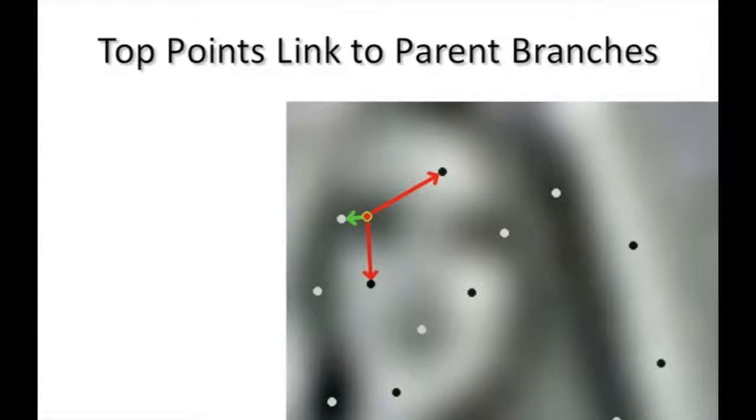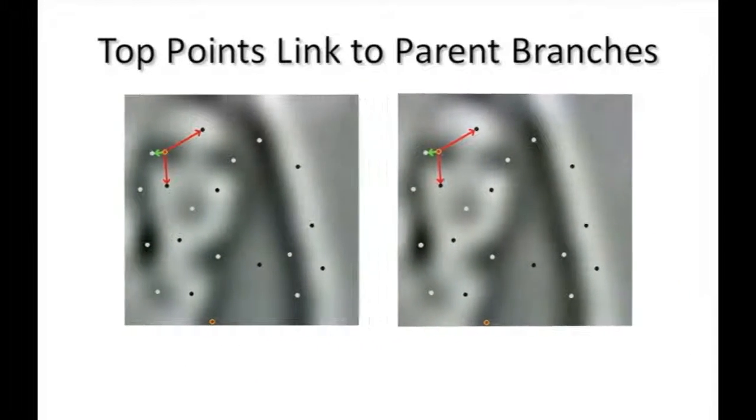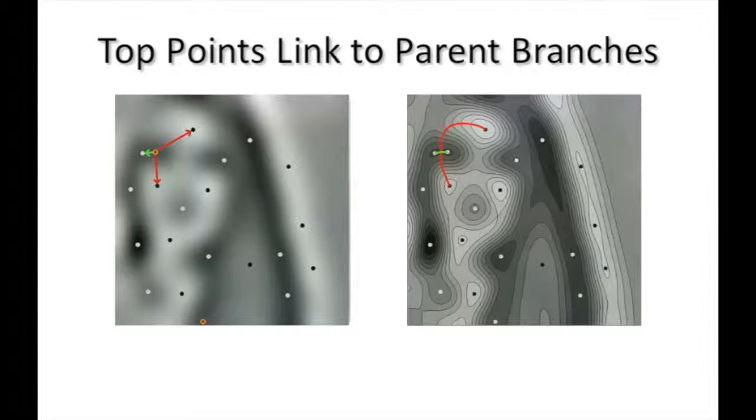The parents for the current branch are indicated here with red and green arrows. The associations between a child branch and its parent are not arbitrary. Rather, the associations exist as a result of natural paths determined by local intensity gradients. This is clarified in the right-hand image by adding isocontour lines and showing the actual paths that link a top point to its parents.